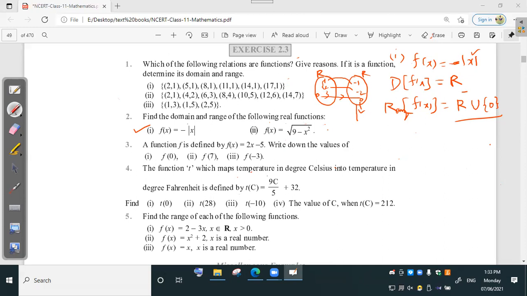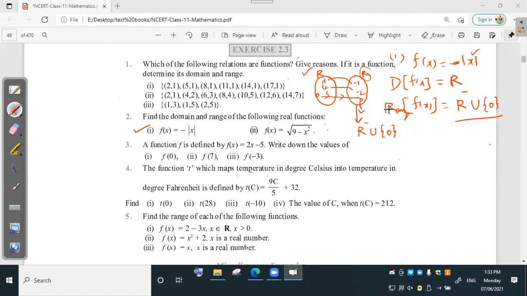That means this set, I'm talking about range. Codomain will have all real numbers. Codomain is the real numbers, but only some of the numbers are associated with the real numbers in set A. So that's why this range will be negative numbers, but 0 is also there. So you can write adding 0 also. That will be the range of this function.